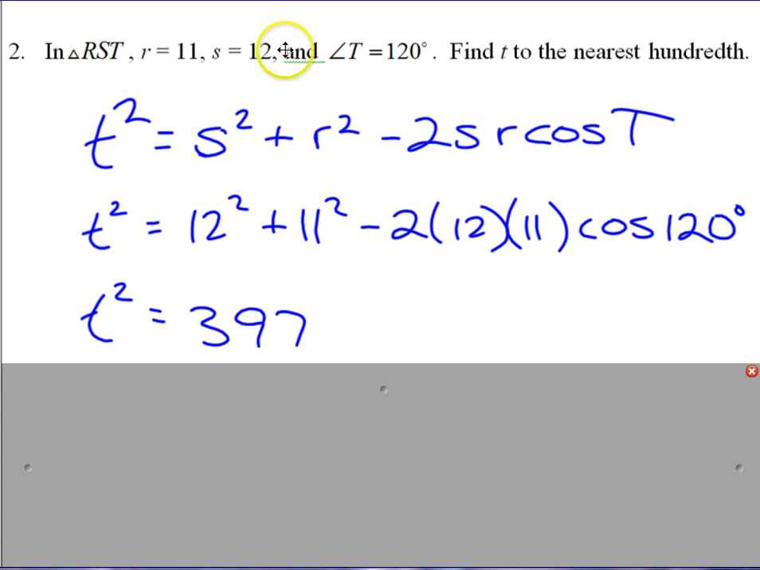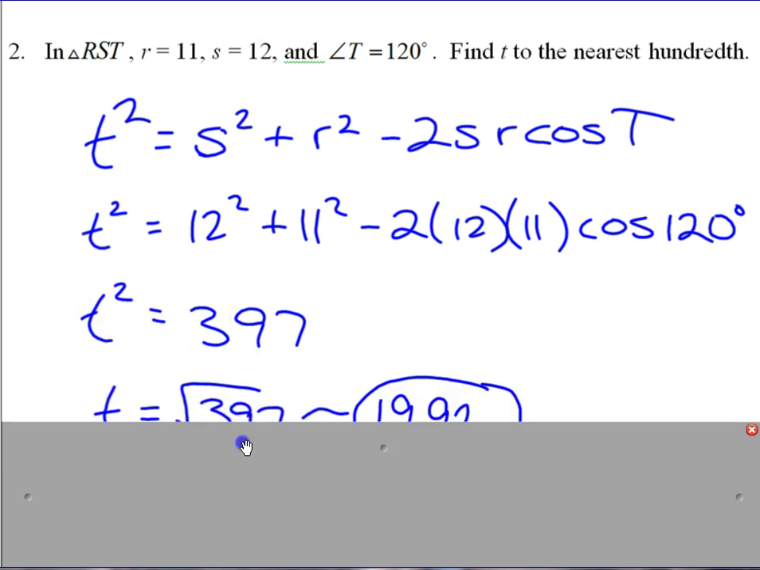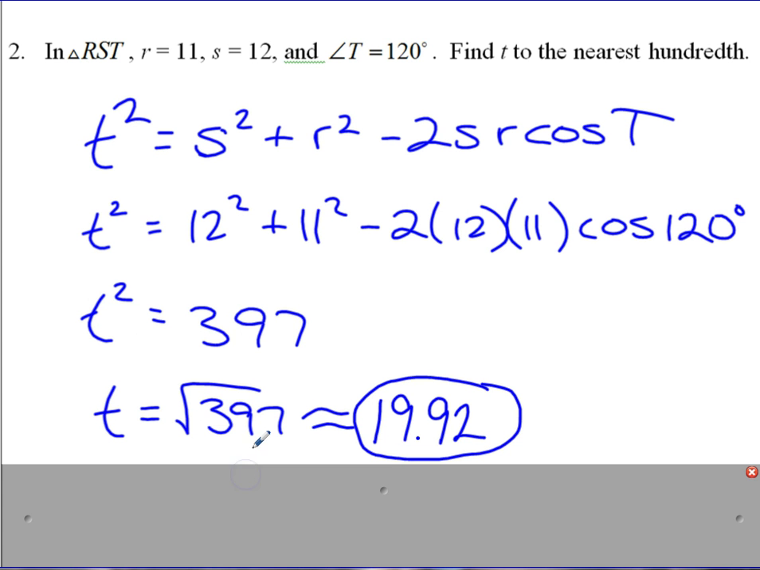Obviously we couldn't have a side 397 with other sides 11 and 12. So of course there's one more step. We have to square root 397 in order to solve for t. Well, that's easy enough. Put that in your calculator and you got 19.92. At this point we should ask ourselves, is that a reasonable side length for this triangle? Well, angle t was the 120 degrees. That's the obtuse angle. We would expect the side across from it, side t, to be the largest side. So that does make sense, 19.92.